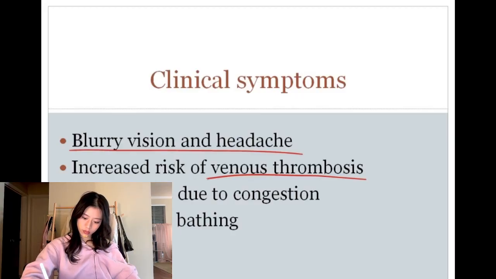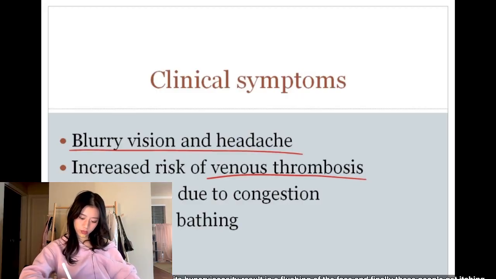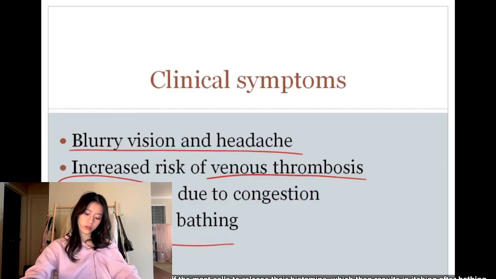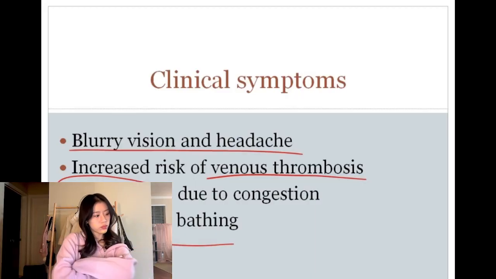Another complication would be a flushed face. The blood can congest within blood vessels due to its hyperviscosity, resulting in a flushing of the face. And finally, these people get itching after bathing. The reason they get itching is because along with the red blood cells, they also have extra mast cells. One of the cells that's particularly increased in polycythemia vera are the mast cells. Now, the mast cells are loaded with histamine, and when patients bathe, that can set off the mast cells to release their histamine, which then results in itching after bathing. It's a very classic symptom, especially, again, on examinations.